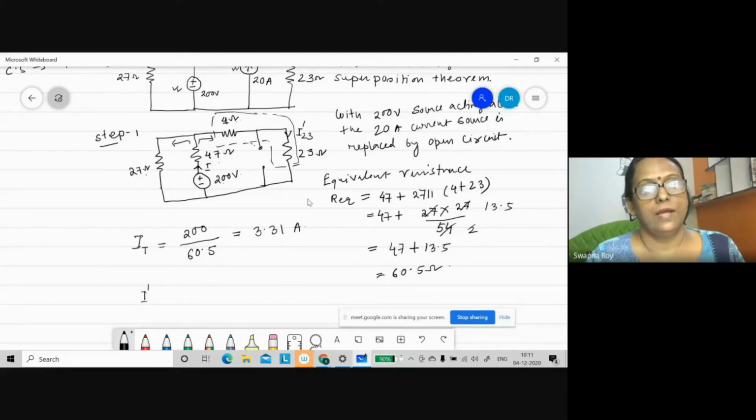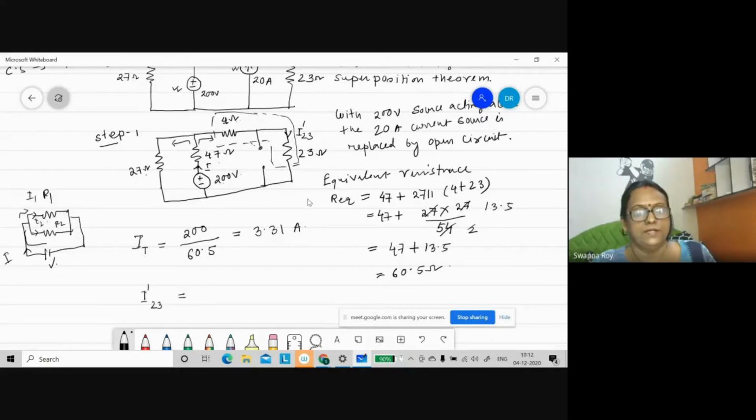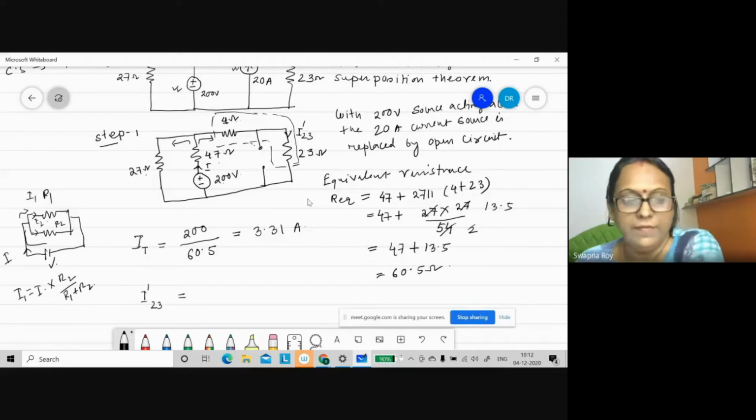So I dash 23 is equal to, now some part of the current is flowing through this path. When the resistances are connected in parallel, the current in the branch is equal to the main current into opposite resistance by sum of resistances. Try to remember this one. We have explained it already.